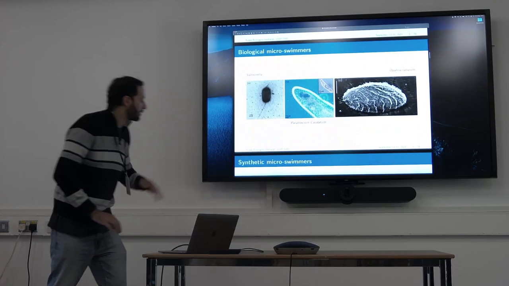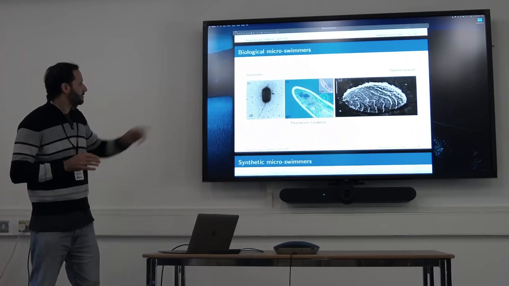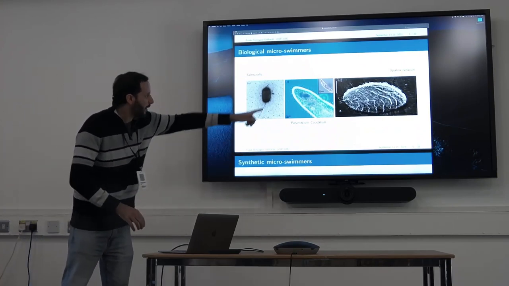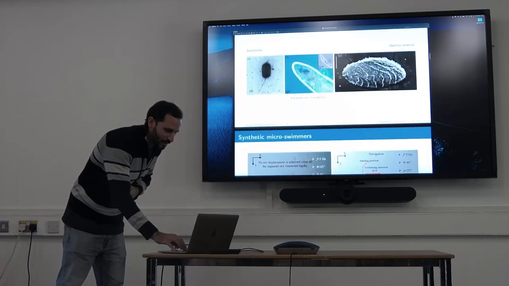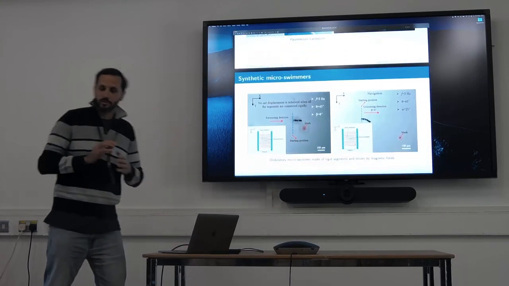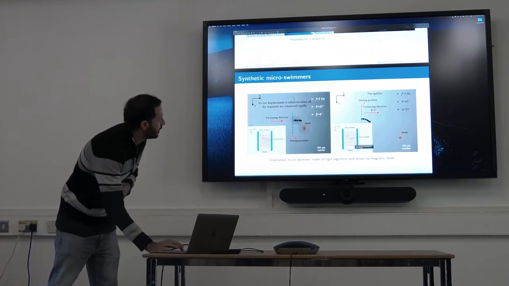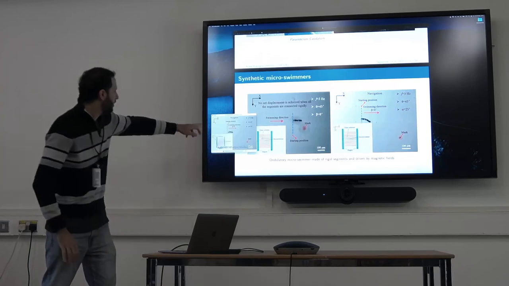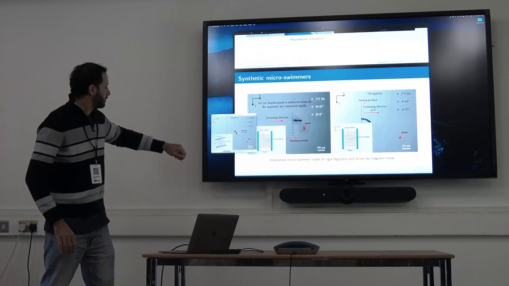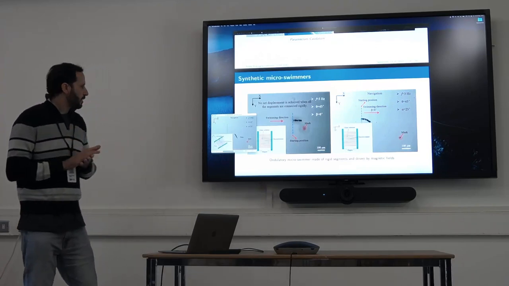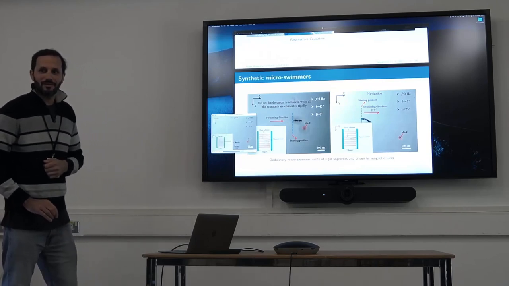These are typical examples of these entities. You probably know them, Salmonella. This is a parasite in the intestines of frogs. They are very funny. And there are also synthetic microswimmers. They are designed to deliver drugs at very specific locations in the body. This is an articulated microswimmer. It's driven magnetically. You have a net displacement because it is articulated.